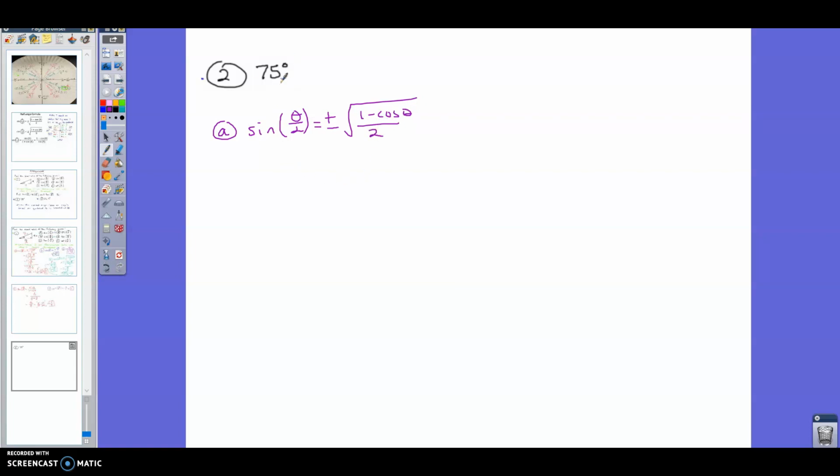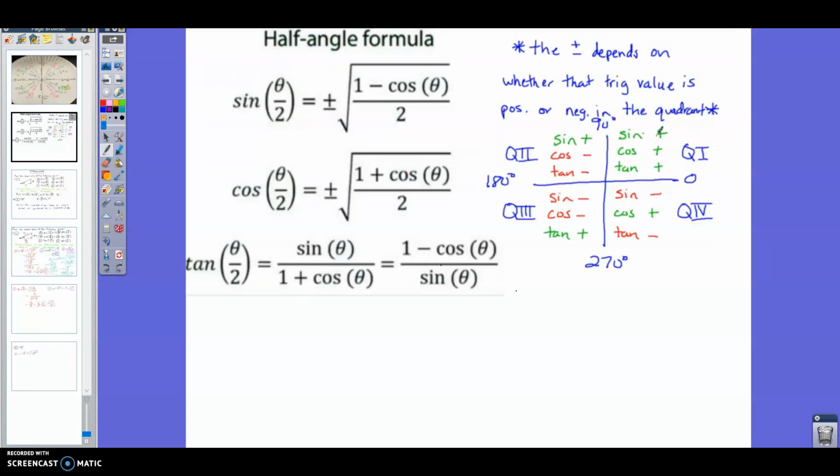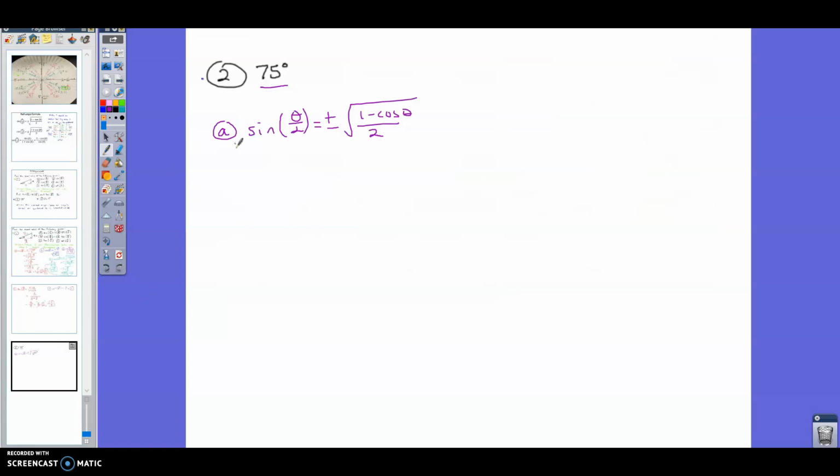Now, 75 degrees is located in quadrant 1. So in quadrant 1, our sine values are positive. So we're not going to use the negative part of our formula. We're only going to use the positive part. So really, I don't even need any of this. Now, the reason we didn't do that on the other problem is because we don't know where that triangle is in space. So that's why we leave the plus or minus there.